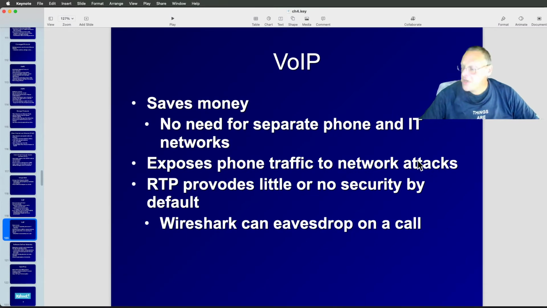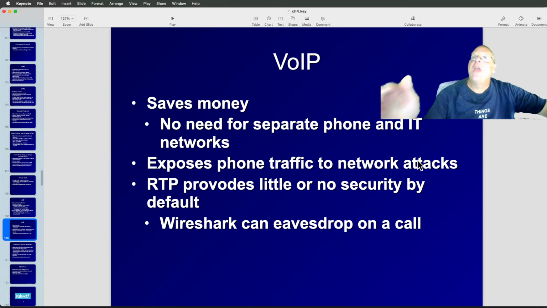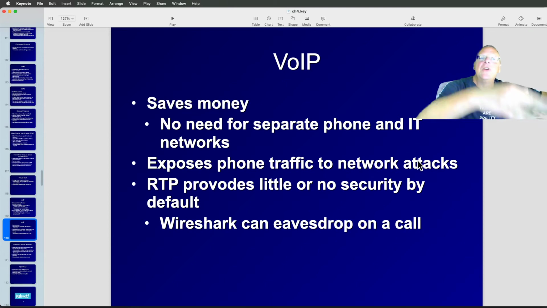Yes, you can listen to the conversation using Wireshark. Well, now I don't know if you can do it live. I've done it where you capture the packets and then you process them later and you can listen to both sides. You'll find two streams.